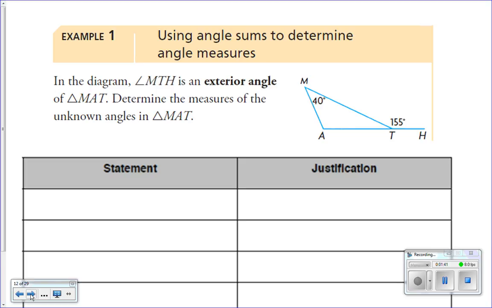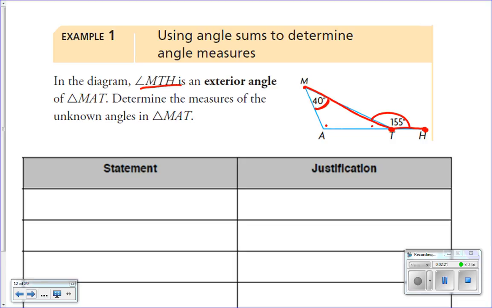So if we look at the first example, it's saying in the diagram, angle MTH, all you need to do is follow the letters, MTH, is 155 degrees, and it is an exterior angle of the triangle MAT. Determine the measures of the unknown angles in triangle MAT. Well, we already know one of these angles. It's 40 degrees. We know, according to the other page that we just did, all the angles have to equal 180, but we're missing two angles here. We're missing the angle at A and the angle at MTA.